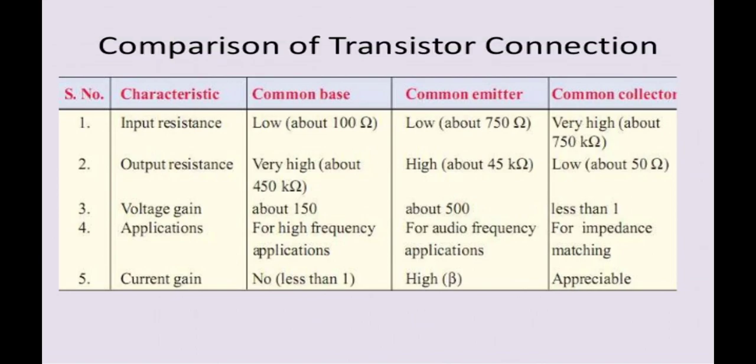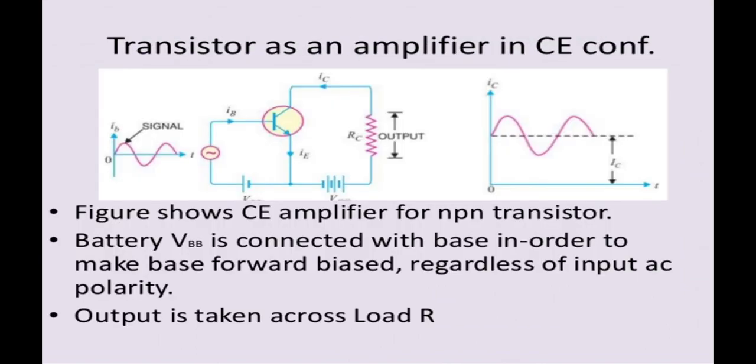Next slide. Transistor as an amplifier, this is the equation in common emitter configuration. See here, this is the transistor as a common emitter amplifier configuration. Here the emitter terminal is common.